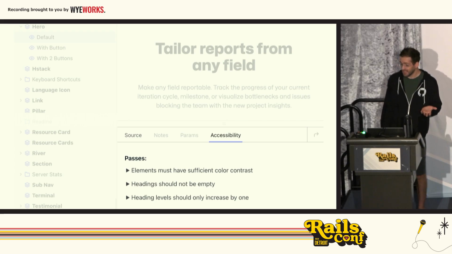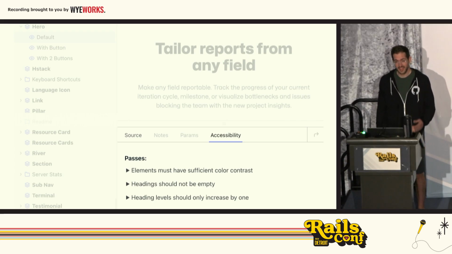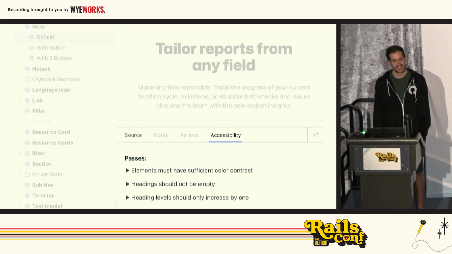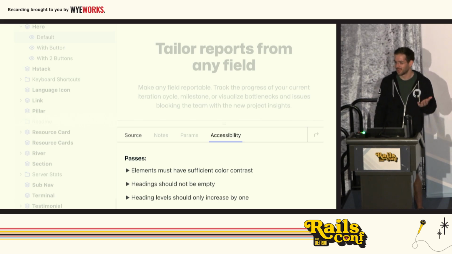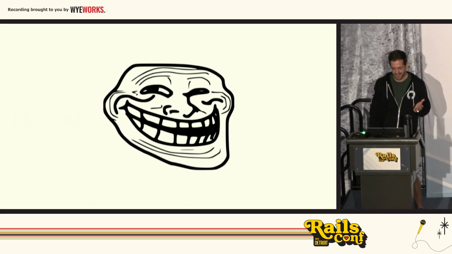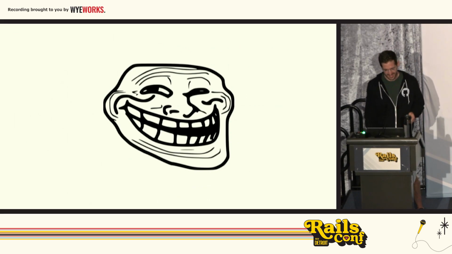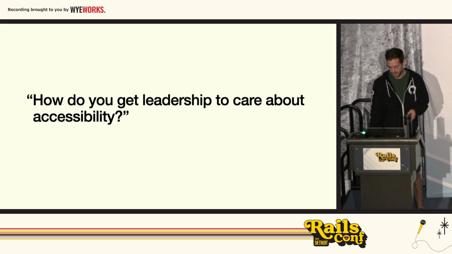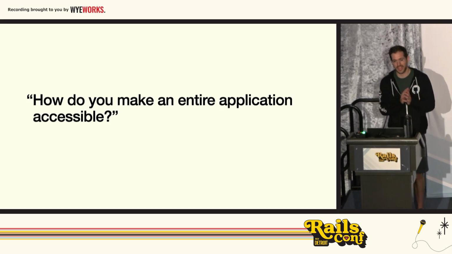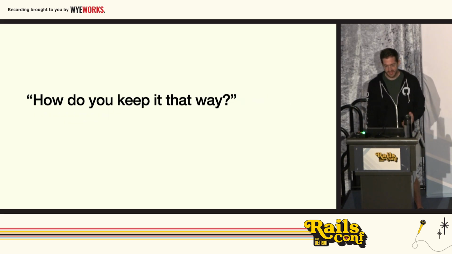I thought this talk was pretty good. People seemed to like it, but we had a great Q&A afterwards, and I realized from the Q&A that I gave the wrong talk. So this year I'm giving the talk I should have given last year based on that Q&A. The questions really amounted to what we all hear as Rails developers, which is, that's nice, but will it scale? More specifically, the questions were, how do you get leadership to care about accessibility? How do you make not just one page, but your entire application, maybe one as big as GitHub's, accessible? And then how do you keep it that way?